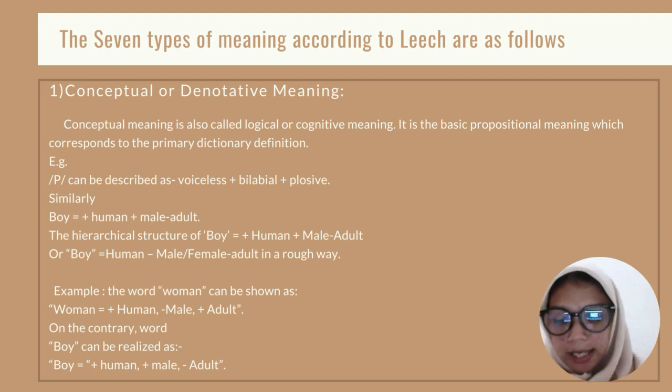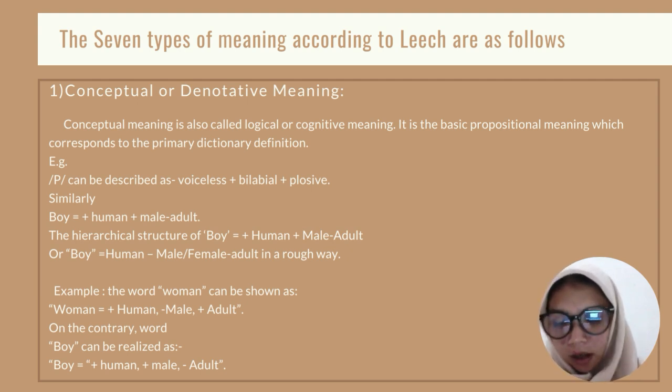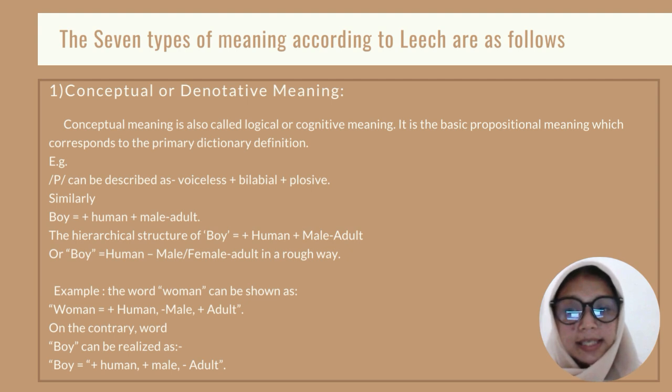Conceptual or denotative meaning is also called logical or cognitive meaning. It is the basic essential meaning which corresponds to the primary dictionary definition. For example, P can be described as voiceless, bilabial, plosive, and similarly boy is plus human, plus male, plus adult. The hierarchical structure of boy is human, male, adult, or human, female, adult in a rough way. So in this case, we talk about male or female being an adult. So that is about the conceptual or denotative meaning.